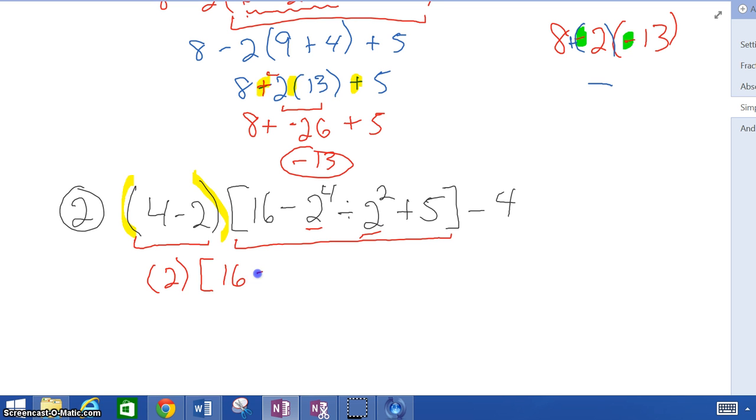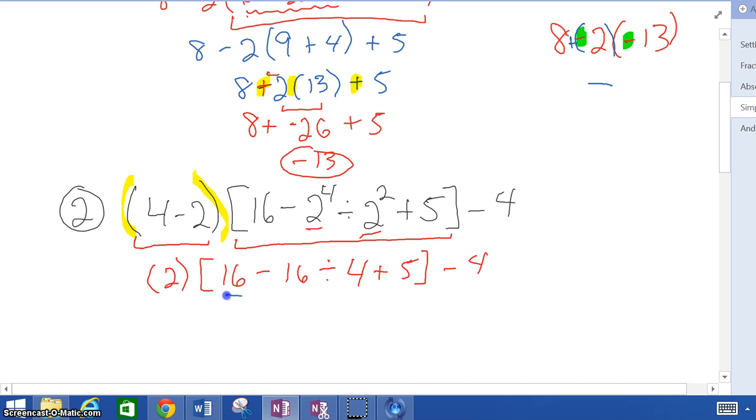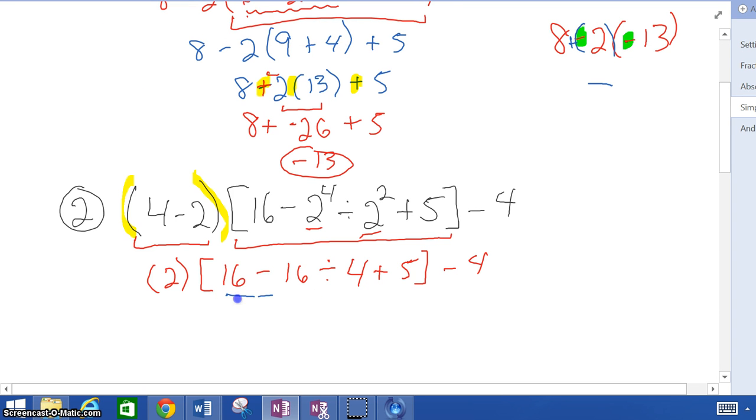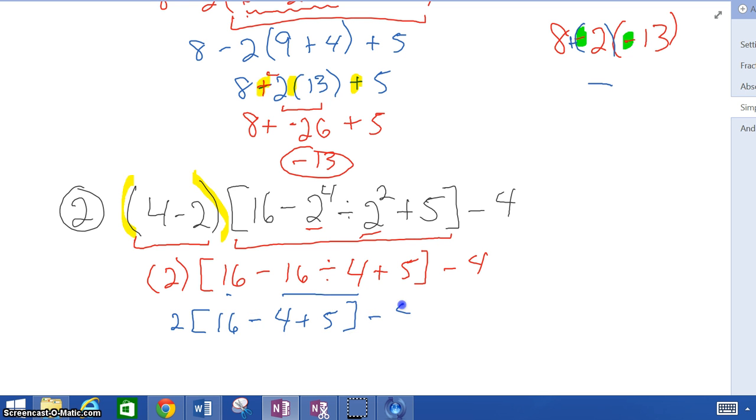So I have 16 minus 2 to the 4th, which is 16, divided by 2 squared, which is 4, is 5, minus 4. Now, don't make the mistake of doing 16 minus 16 first. Doesn't work that way. First, I should do the 16 divided by 4. That's what's inside my parentheses, and that's what comes next with order of operations. So, I've got a 2 on the outside. I'm going to drop that set of parentheses because there's nothing left to be done. On the inside, it's going to become 16 minus 4 plus 5 minus 4.